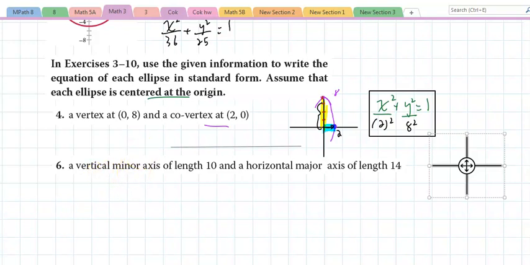A vertical minor. The minor is vertical. The shorter is vertical. It has a length of 10. This length is 10. I have x squared plus y squared equal a 1. The minor is vertical, so they're saying you moved 10 units. It has a length of 10 units. Doesn't that mean from the origin you really moved 5 above and 5 below?